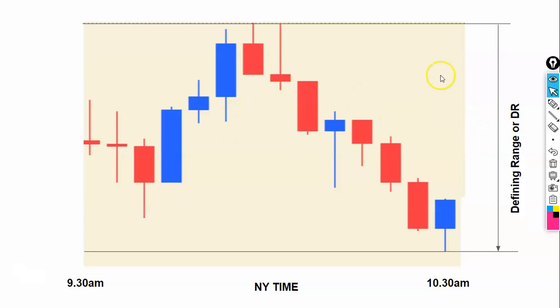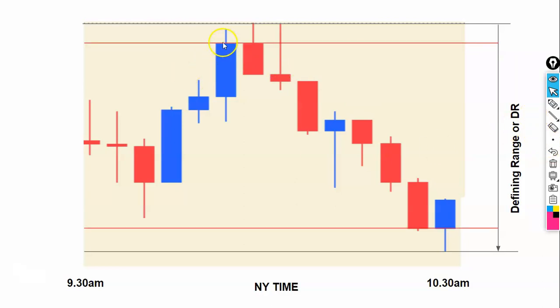Now, what you need to do again is this. You are going to mark out the body, the highest body close or open. In this case, this is close, the highest body close and the lowest body close within that time frame between 9:30 and 10:30. You are going to mark out that distance, and you call it the implied defining range, or IDR.